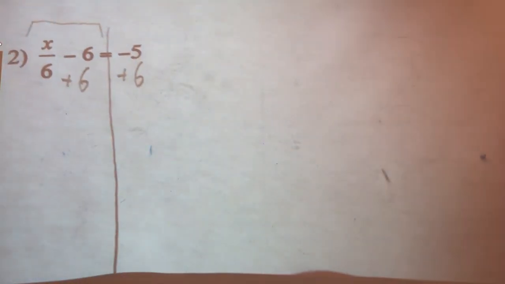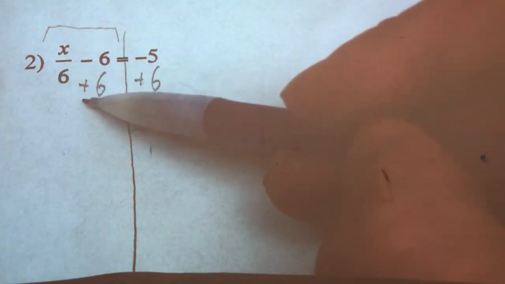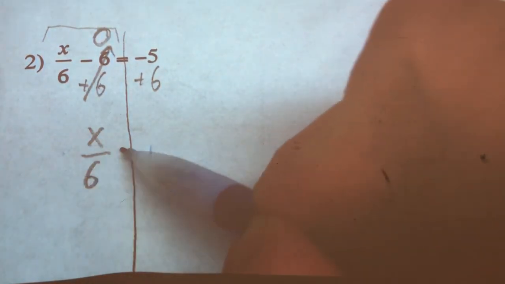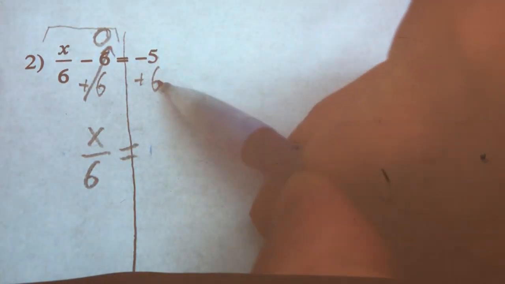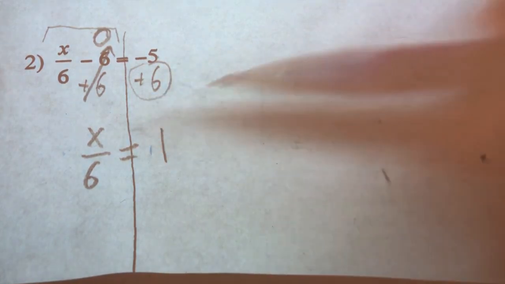I'll zoom in just a little bit there. There we go. So -6 plus 6, of course, is 0. These are additive inverses, and that was our intention. So now I have x over 6 plus 0. That just leaves me with x over 6, or x divided by 6. And on this side, I have -5 plus 6. So these have different signs, so we subtract, keep the sign of the bigger number, or the number with the greatest absolute value, positive. So this is positive.